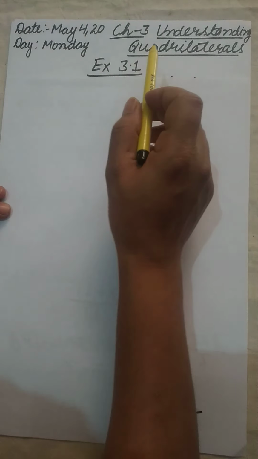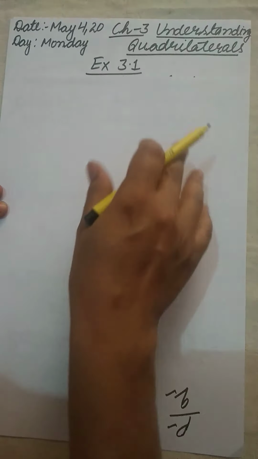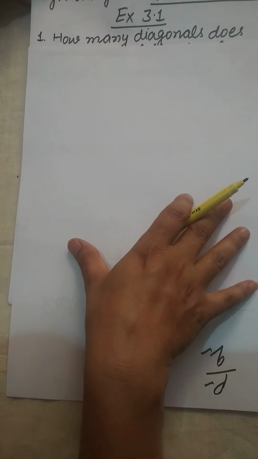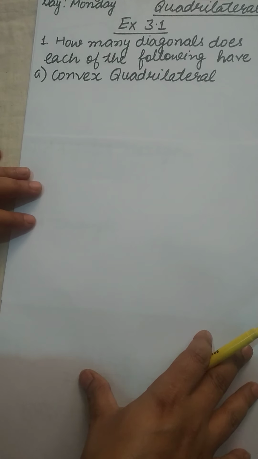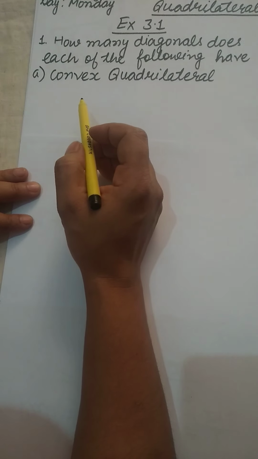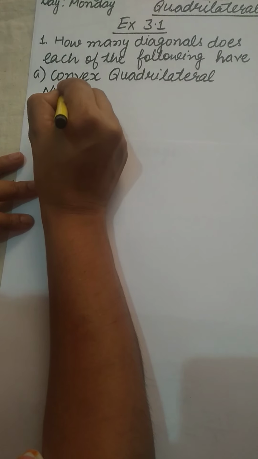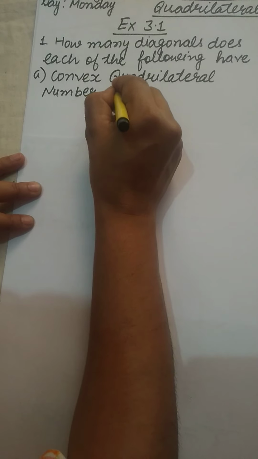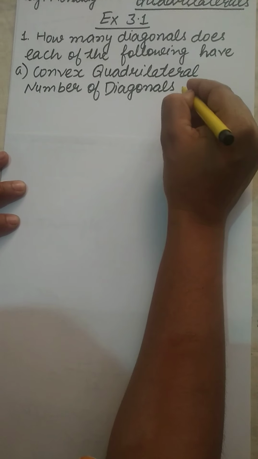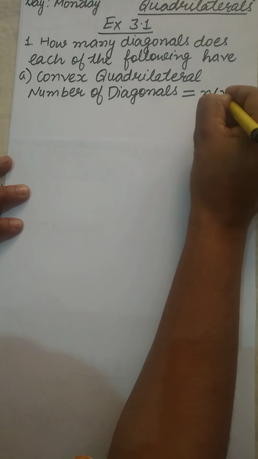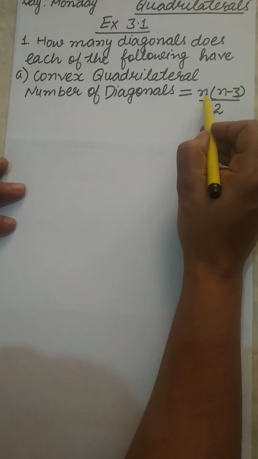Today we will start chapter number 3, Understanding Quadrilaterals, exercise 3.1. The very first question is, how many diagonals do each of the following have? Students, we did in the introduction part how to find out the diagonals of a given polygon. Number of diagonals is equal to n into n minus 3 divided by 2, where n is the number of sides.